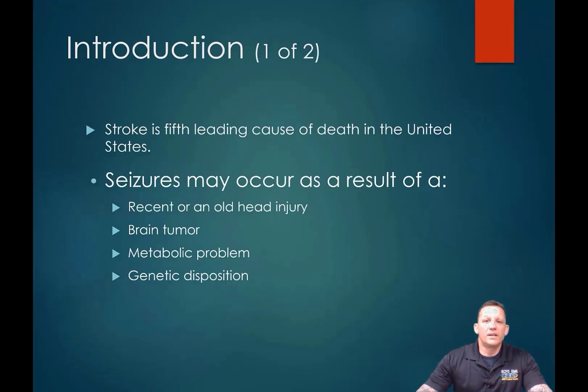Stroke is the 5th leading cause of death in the United States, and seizures can result from a recent or an old head injury, brain tumor, metabolic problems, or genetic disposition. And in reality, most seizures that cannot be pinpointed to a specific cause are called epilepsy. And that just means that there's an unknown reason for why there's some misfiring in the brain tissue.